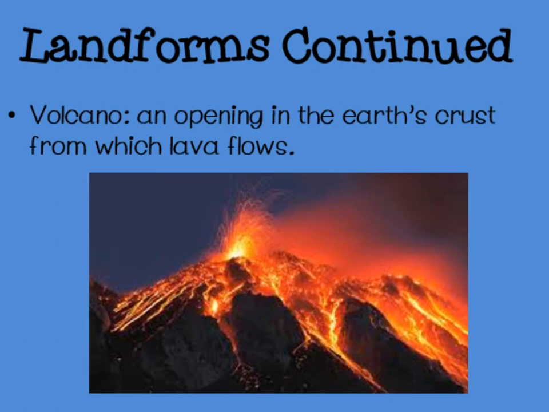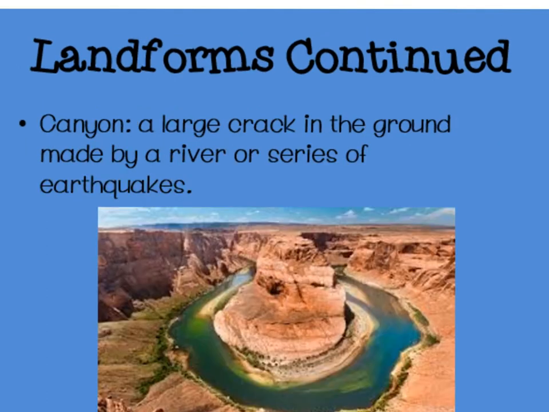A volcano is an opening in the Earth's crust from which lava flows. A canyon is a large crack in the ground made by a river or series of earthquakes.